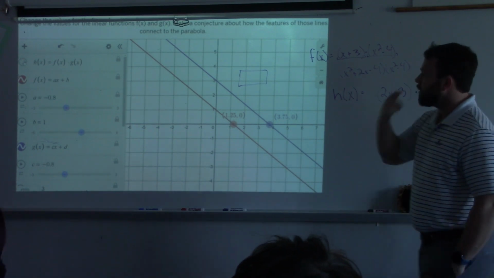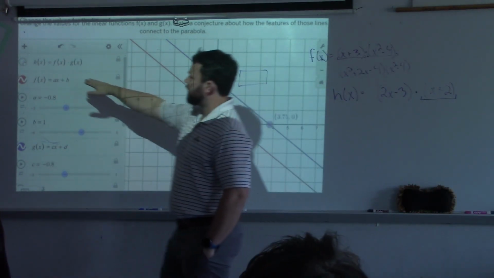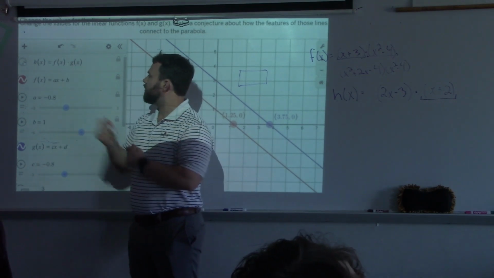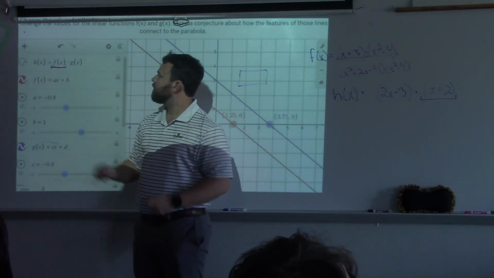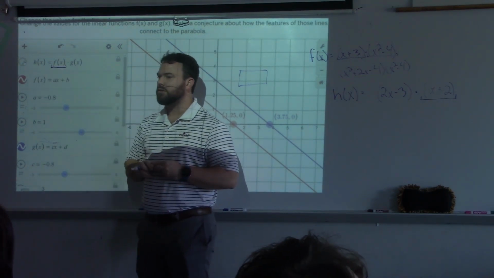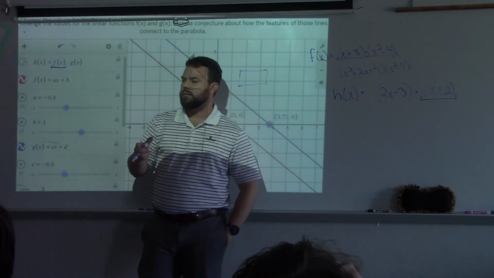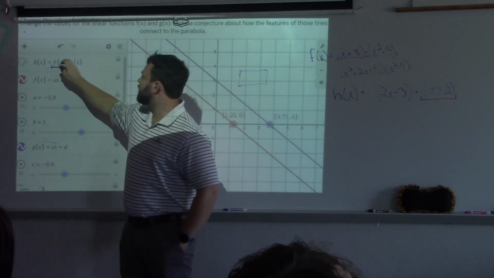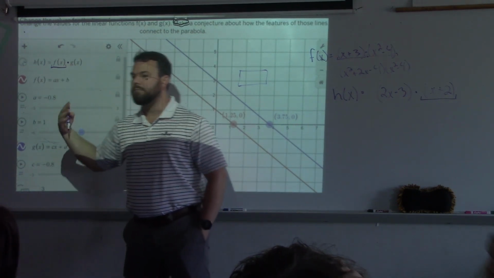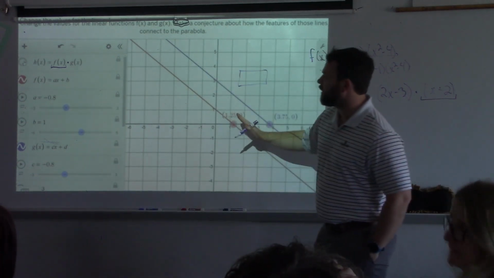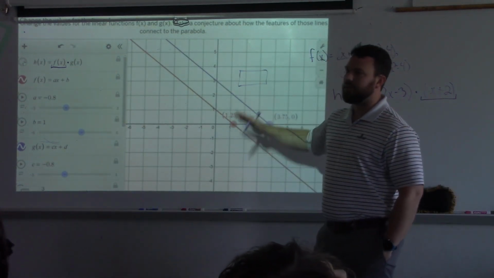Notice what's happening up here to get this h of x. I'm starting with f of x and doing what to f of x? Multiplying. What's another way to say multiplying though? Dilating, right? I'm dilating or multiplying it by g of x. So I'm taking one linear and multiplying it by another linear.